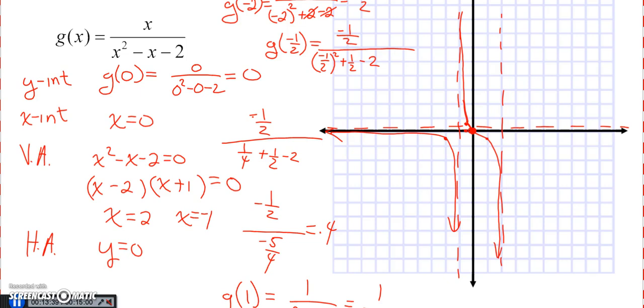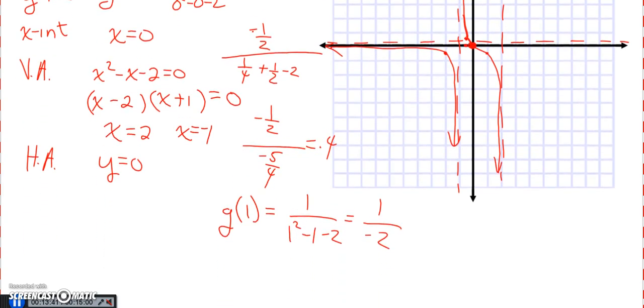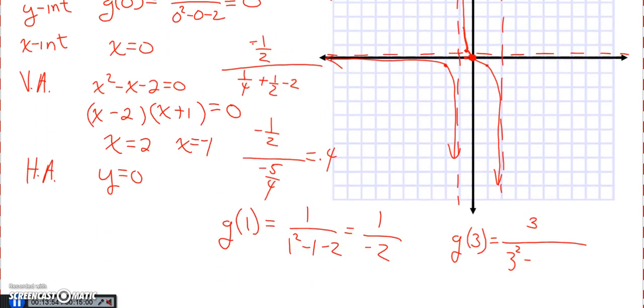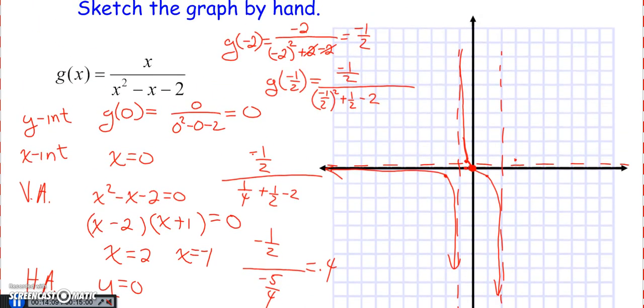And then the last point I need to plot is something like g of 3 or g of 4. G of 3. You could test g of 4 and be just fine. That's 3 over 3 squared minus 3 minus 2. So I've got 3 over 9 minus 5, 3/4. That's definitely positive. Looks like right here. And it gives me enough to do all my end behavior.